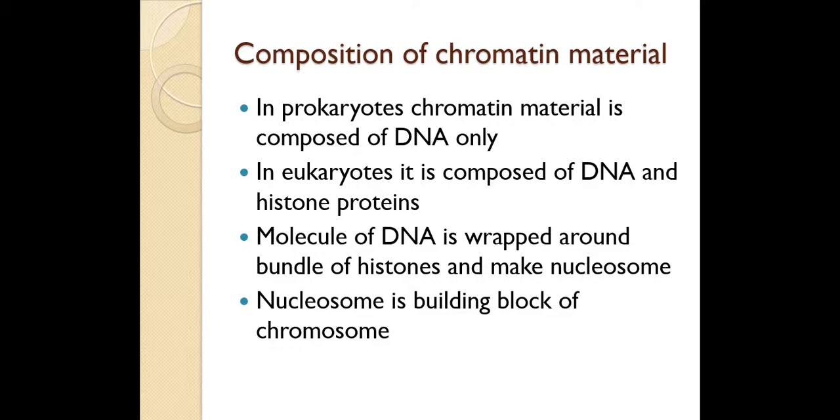While in the case of eukaryotes, the chromosome is composed of DNA along with protein, and that protein is called histone protein. A molecule of DNA is wrapped around a bundle of histones and makes a nucleosome in the eukaryotic cell. There are 8 molecules of histone protein around which DNA is wrapped. DNA, which is a thread-like structure, is wrapped around the histone protein, and it makes a round structure that is called a nucleosome. Then many nucleosomes combine together and they form a chromosome.